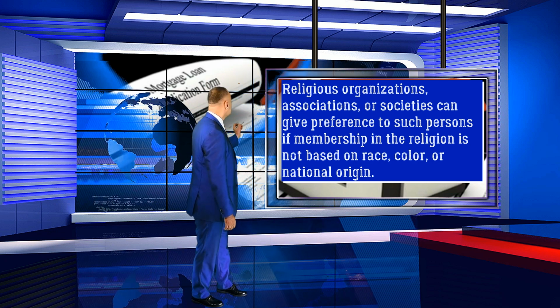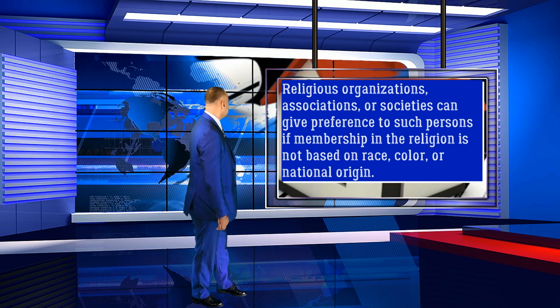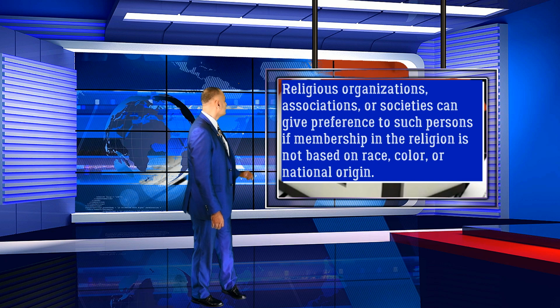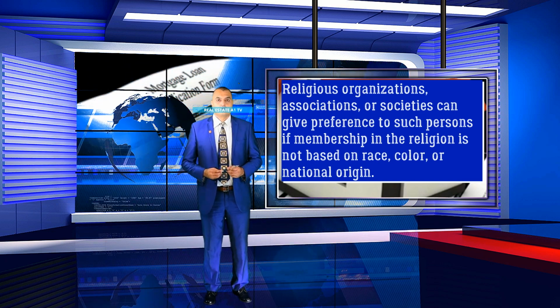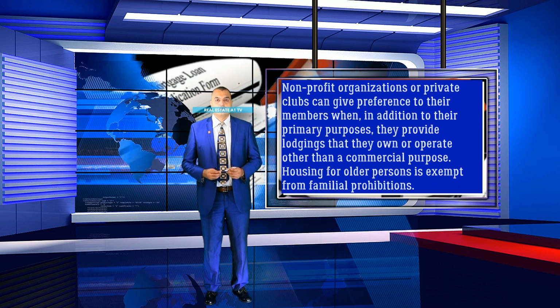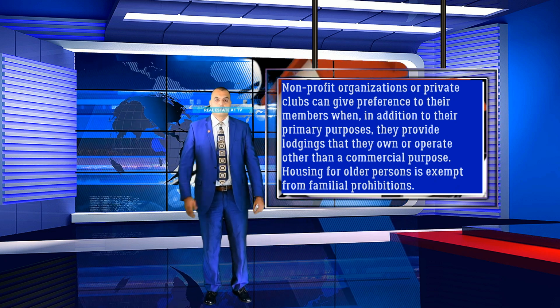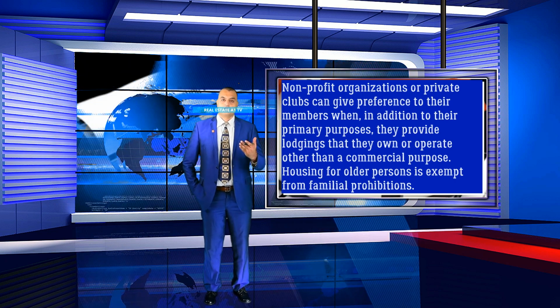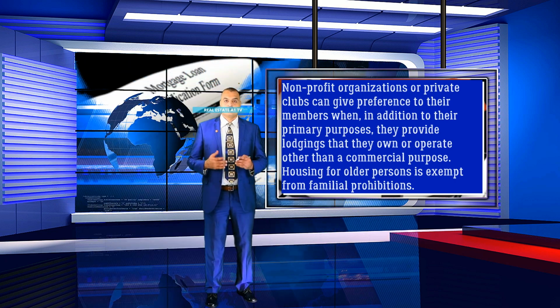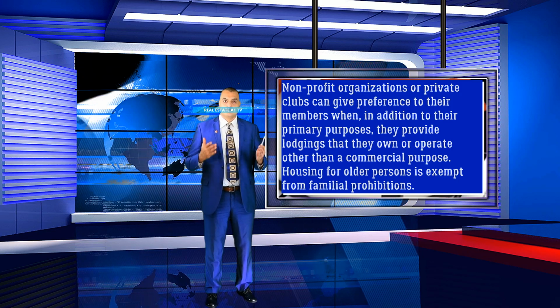Religious organizations, associations, or societies can give preference to such persons if membership in the religion is not based on race, color, or national origin. Non-profit organizations or private clubs can give preference to their members when, in addition to their primary purposes, they provide lodgings that they own or operate other than for a commercial purpose. Housing for older persons is exempt from familial prohibitions.